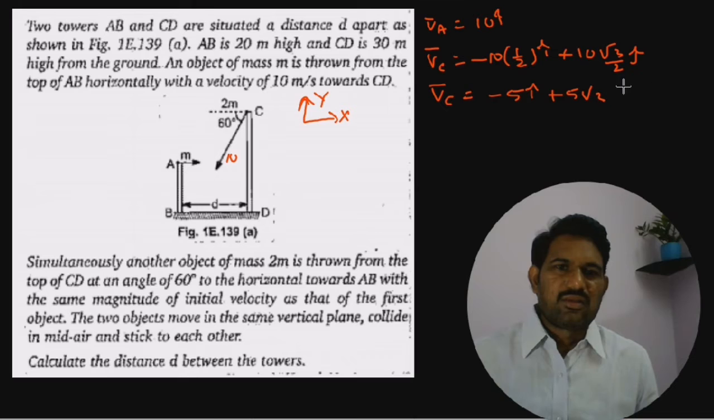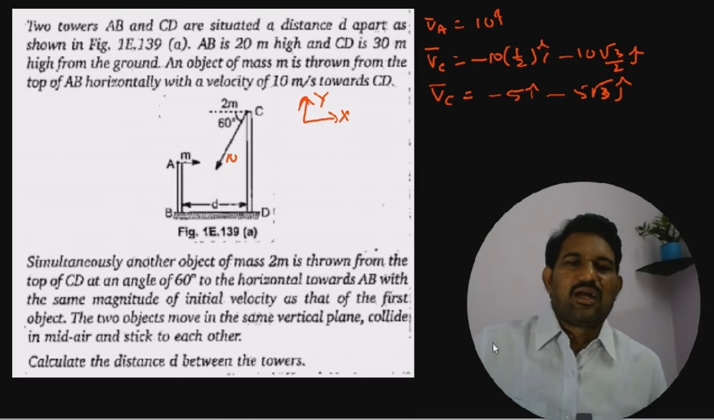Sorry, this y component is also negative, because it is below this. So therefore this y component is also a negative vector you will get here. So this is i cap and this is minus 5 root 3 j cap. So this is the velocity of this C.